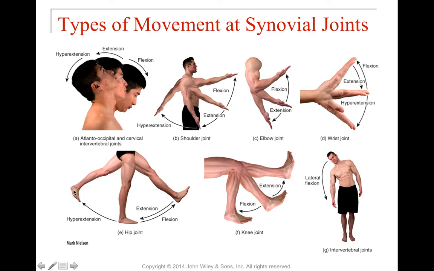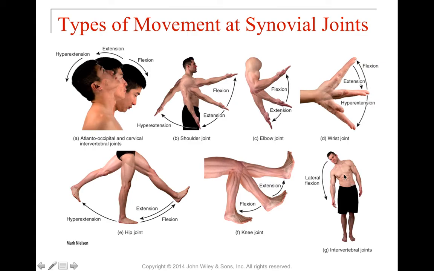Hyperextension, all the way back behind. Same thing with the knees. In this case, flexion would actually bring you backwards and extension will bring you forwards. And same with the elbow joint, we don't have hyperextension, or we oughtn't have hyperextension. Hyperextension would actually be a pathological condition if we're looking at the knee and the elbow.